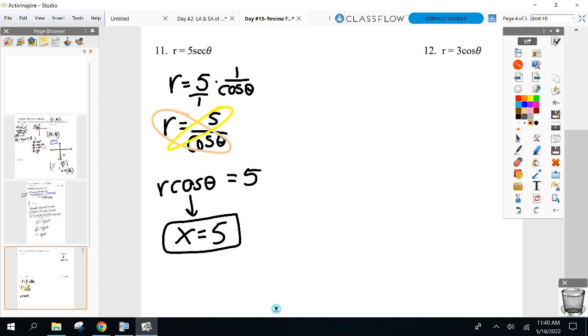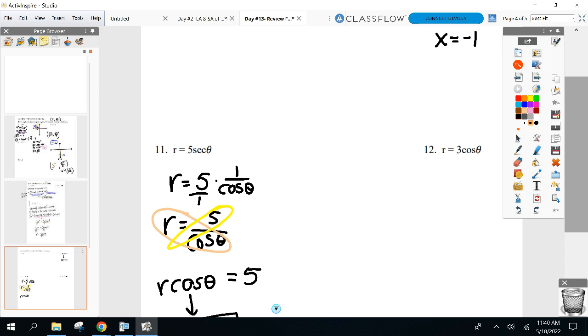Anything else? Can we do 12? Just for fun. Okay, go through your process on 12. Substitute in right away? Will it help if I square both sides? Not on the right side. Will it help if I multiply both sides by r? Yeah. Because I'll get what? 3r cosine theta, which you can substitute x in.